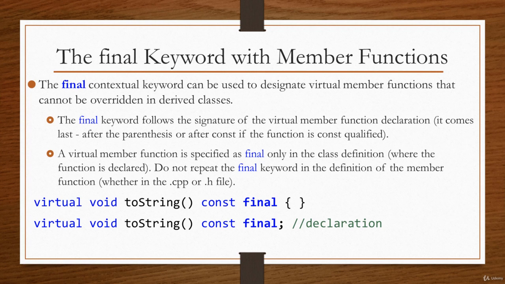Similar to the override keyword, a virtual member function is specified as final only in the class definition. So in other words, where the function is declared, and you're not going to repeat the final keyword in the definition of the member function. That is in the case when you separate out the declaration and the definition of that member function. You can see a quick example at the bottom of the slide. We have virtual void toString, const, and then final, followed by the body if it is defined in the class definition, or we'll end that off with a semicolon if it is defined separately.